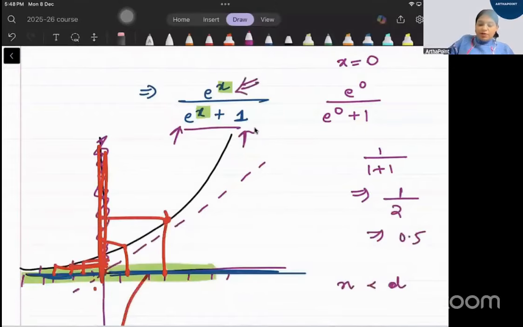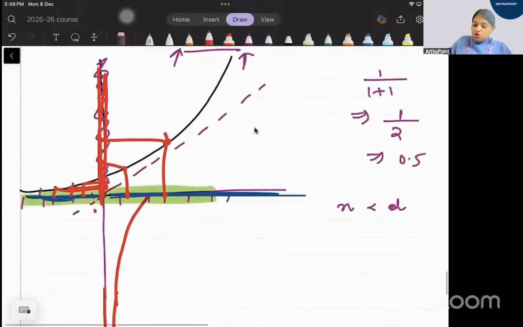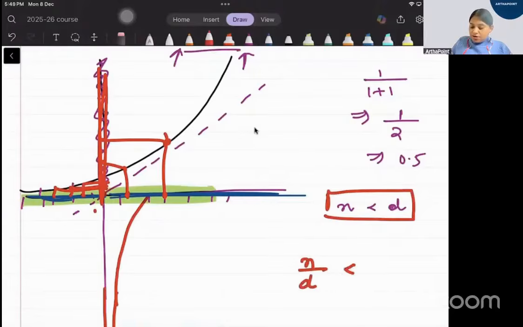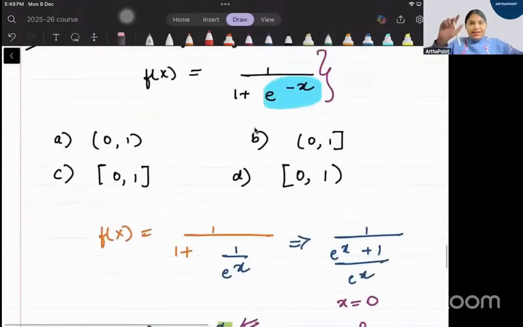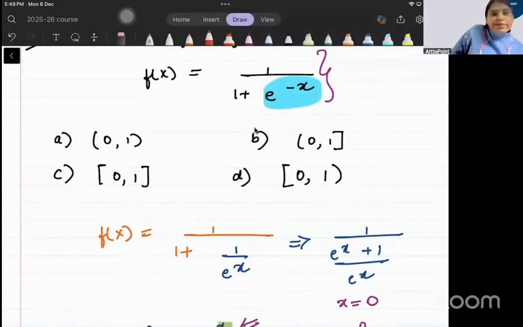So the numerator is always less than the denominator. Numerator is e to the power x. Denominator is e to the power x plus 1. So the numerator is always less than the denominator. So numerator by denominator is always less than 1. Right? Now, we have understood that thing. It will always be a fraction. Now, the question that remains is: can it be 0 or can it be 1? Meaning, will 1 and 0 be included or not? That is what you have to ask.